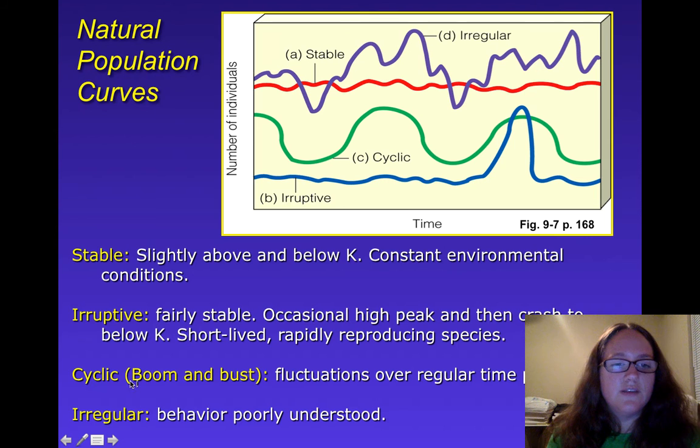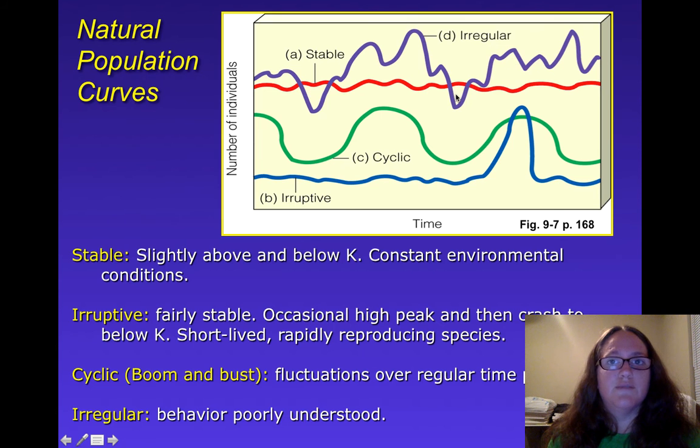And you have cyclic. This is your boom and bust. So that's exactly what it sounds. It is a cycle going up and down, up and down. This is predator-prey graphs that we'll see in just a moment. And then you have irregular, which is this weird squiggly line right here, the purple one. We don't really know what's going on there.